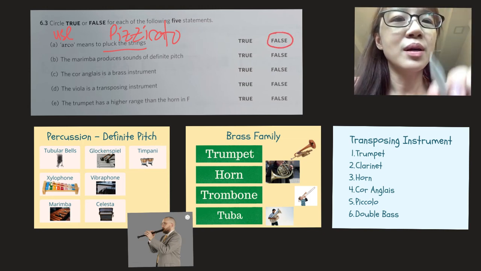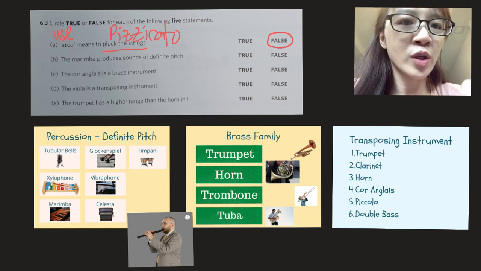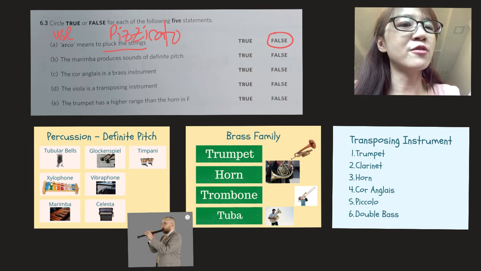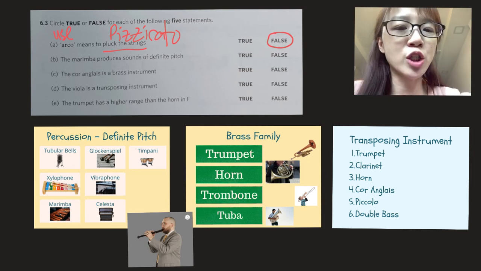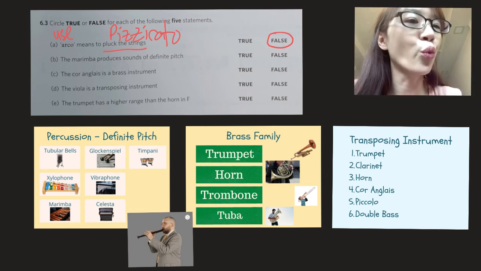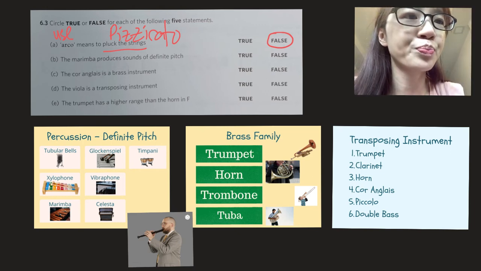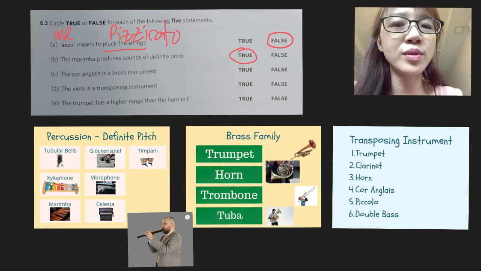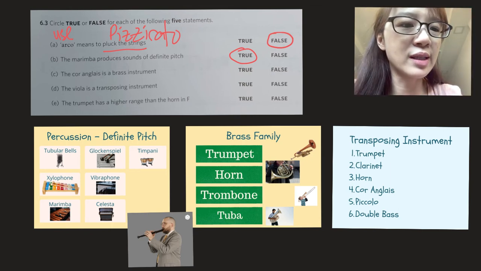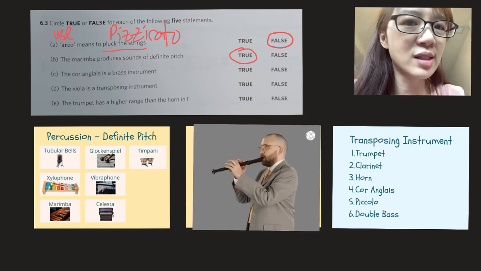The marimba produces sounds of definite pitch. So in percussion, we have the category of definite pitch and indefinite pitch. Definite pitch means with pitch. Yes, marimba is with pitch. Yes, definite pitch is correct. It's true. Cor anglais is a brass instrument. Let's check out the cor anglais. We have a video of the cor anglais. This is the cor anglais.